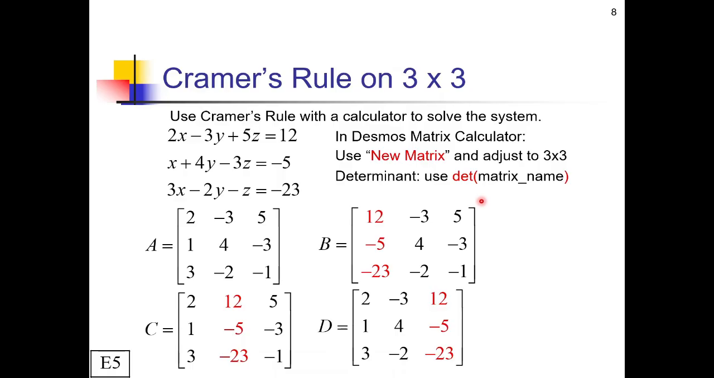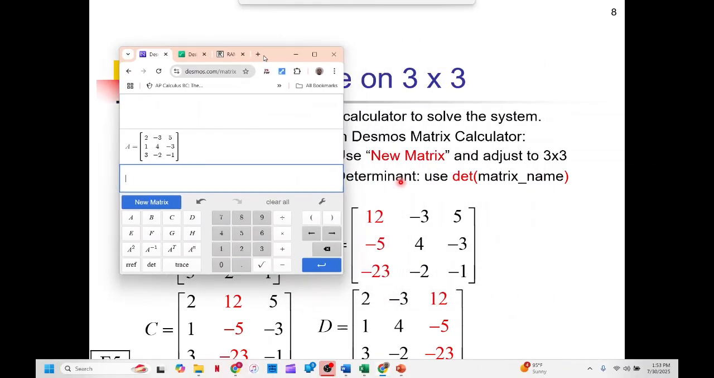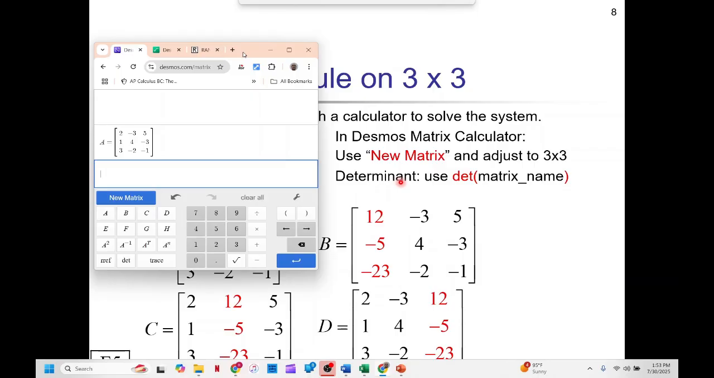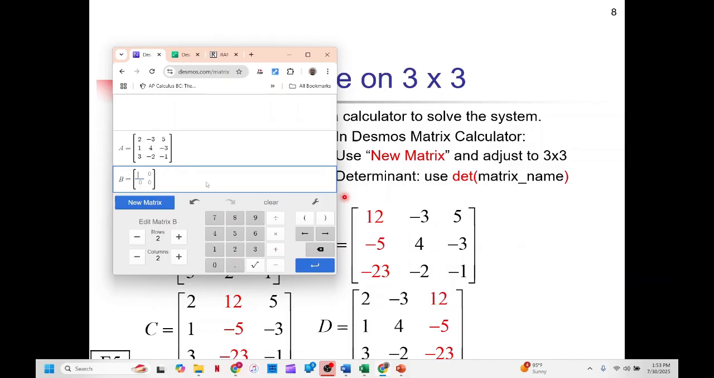Alright, so in order to make this happen, I'm going to need to enter my B, C, and D matrices as well. So let me go back to Desmos, and let me move over so I can see those different ones. So let's do the B matrix next. So new matrix, and it automatically names it B. Still need to adjust the rows and columns, unfortunately. So we'll do 12, -3, 5, -5, 4, and -3. And then -23, -2, -1.